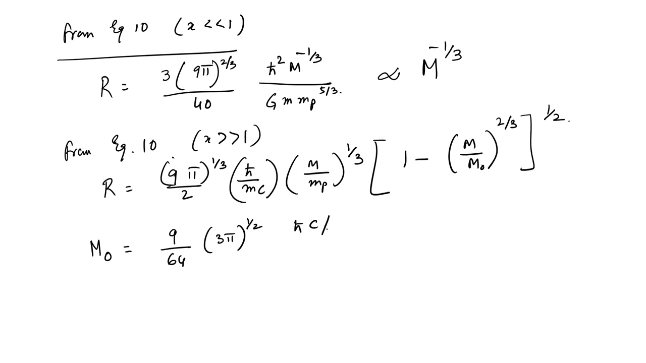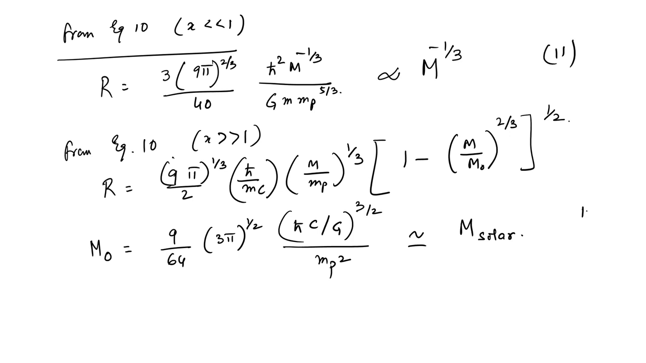So it's h-cross by G, that's the gravitational constant, to the power 3 by 2, and then mp square, and so on. And this is equal to the solar mass M. So this is the solar mass. Let's call this equation 11 and this equation 12. Okay, so it's very clear from these two equations that the greater the mass, the smaller the size.